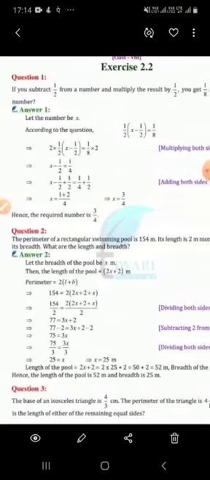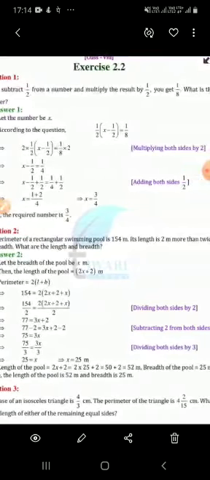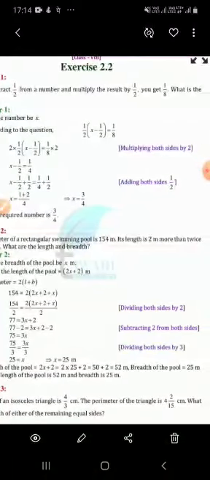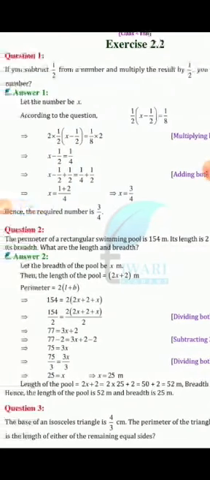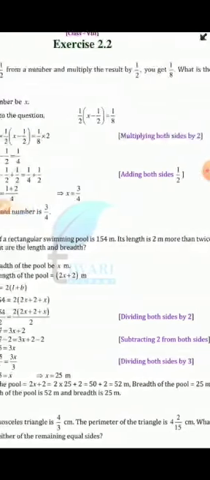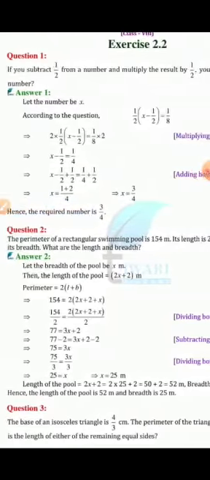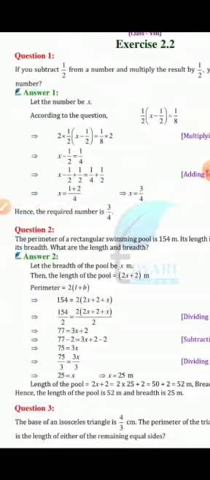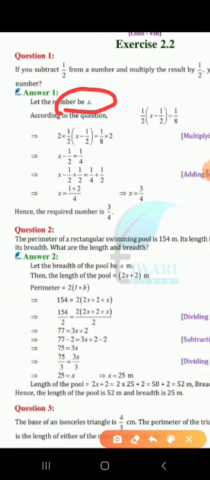If you subtract half from a number and multiply the result by 1 upon 2, we get 1 upon 8. We don't know that number. They are asking what is the number. So the first assumption we make, since we don't know the number, is: let the number be x. Let us again visualize the question. If you subtract half from the number we have assumed x, it will be x minus 1 upon 2.